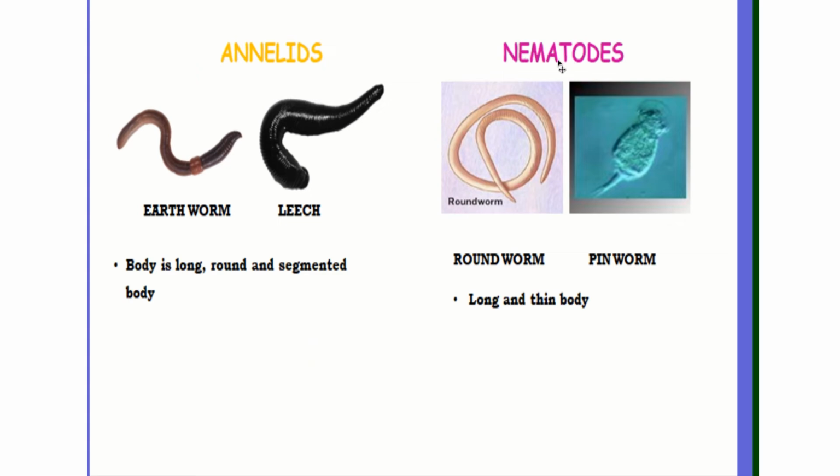The next phyla we are going to see is the nematodes. Nematodes examples are roundworm and pinworm. Where can we find these nematodes? The same, in contaminated soil and water. Nematodes have long and thin body and sometimes cause infection to the host.